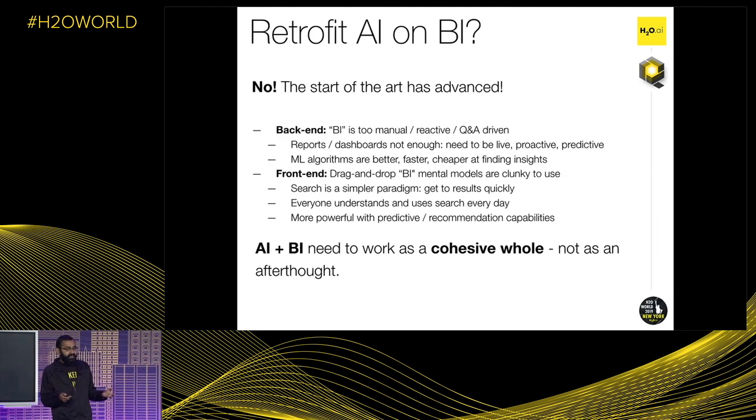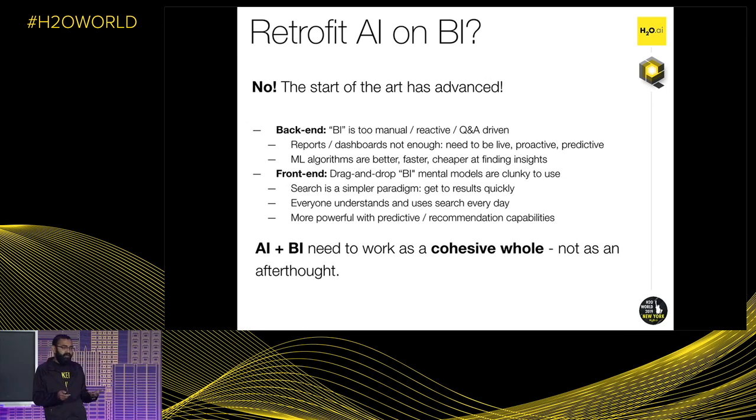And so how do we go about this? Do we retrofit AI on BI or do we retrofit BI on AI? We think that is not the answer. The backend BI is too manual and reactive, whereas it has to be live, proactive and predictive, and ML algorithms are a lot better at doing this than humans, and humans in combination with ML algos would do a much better job. And on the front end, old school drag and drop mental models are too clunky to use, and everybody understands search as a paradigm.